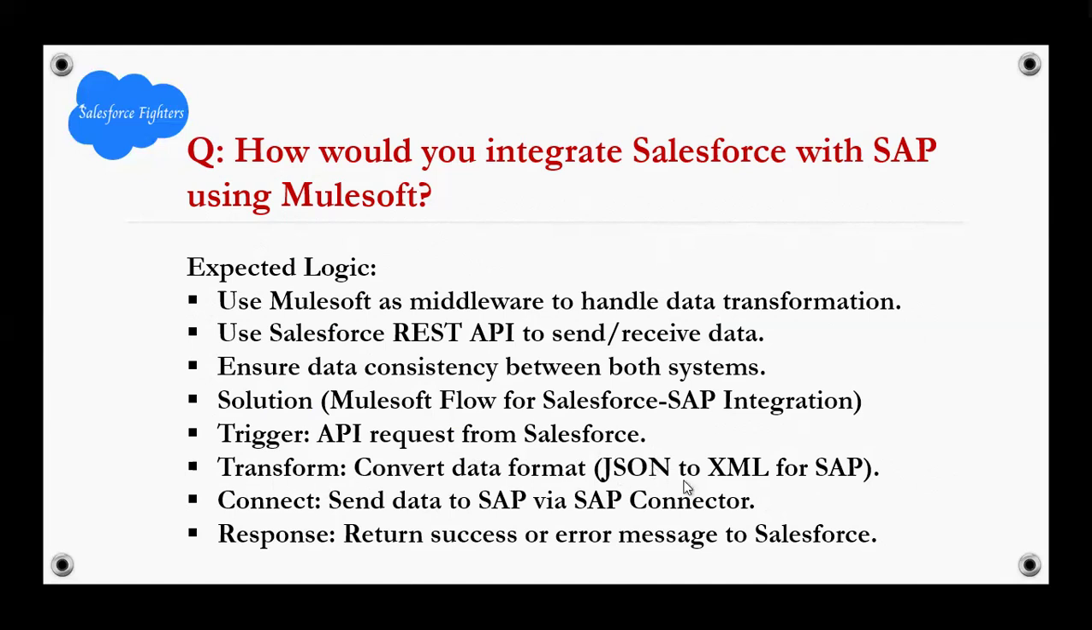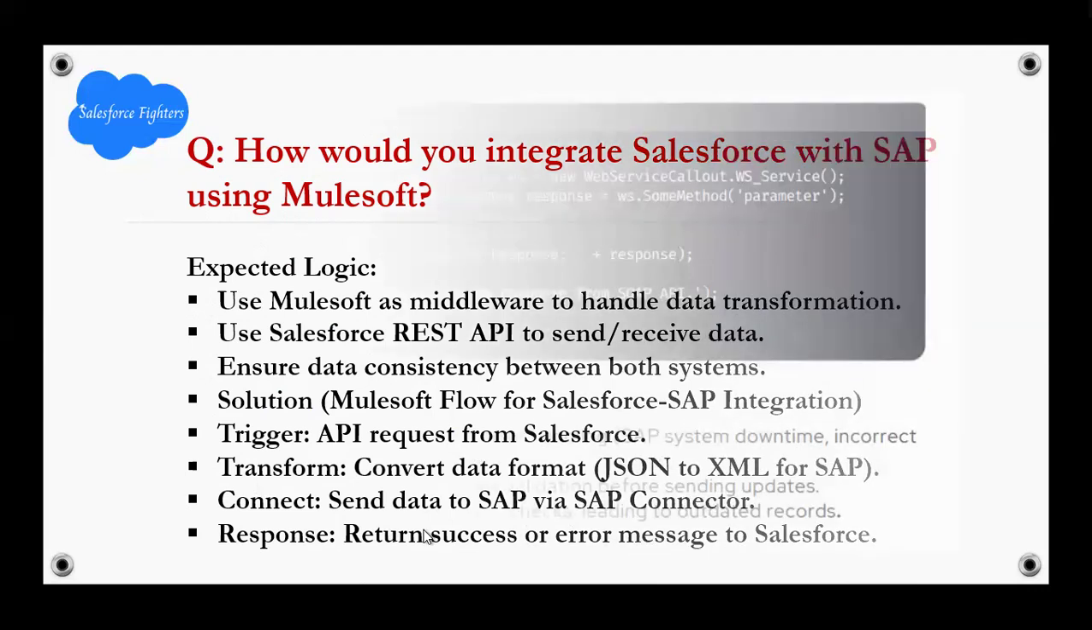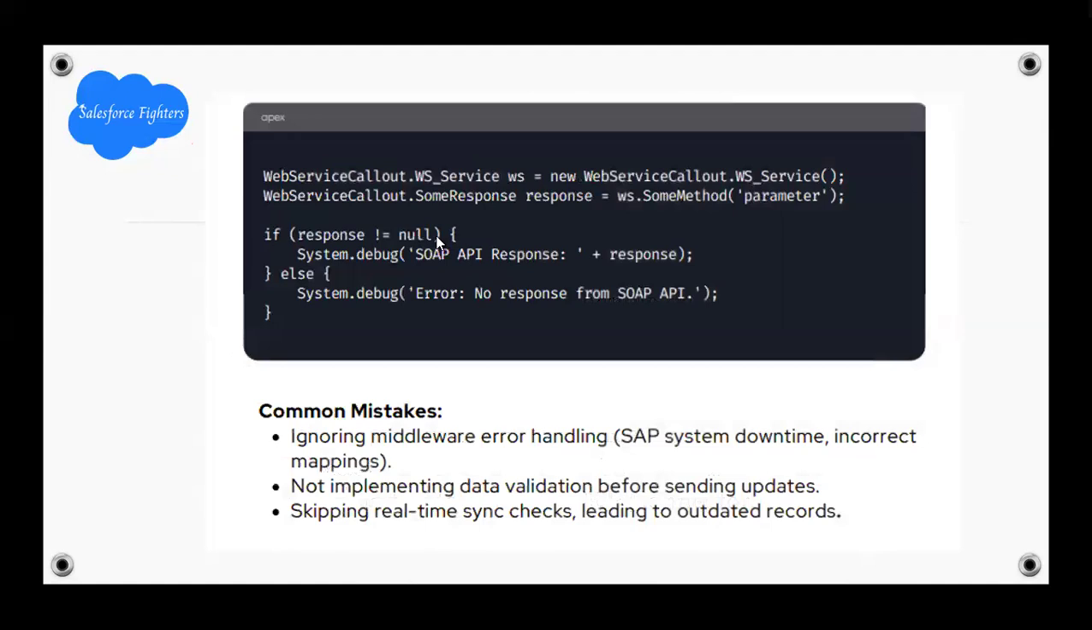Transformation: convert data from JSON to XML for SAP. Connect and send data to SAP. If SAP connected, the response returns the success or error message to Salesforce. Common mistakes: ignoring middleware errors, not handling SAP system downtimes, incorrect mapping, not implementing data validations between the systems, and skipping the real-time check, leading to outdated records.